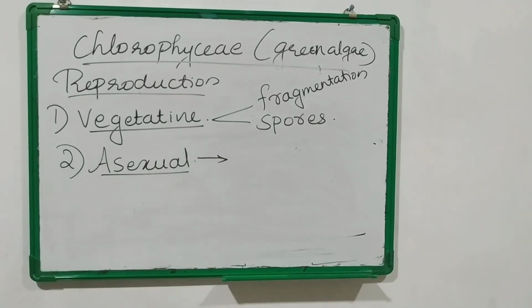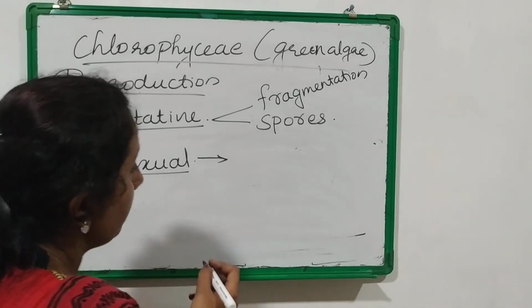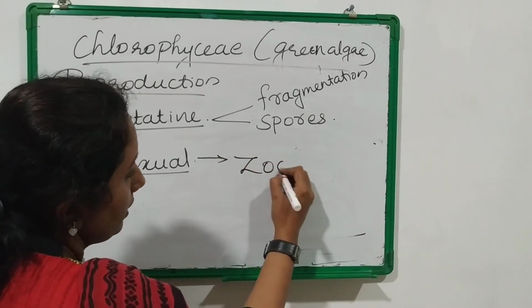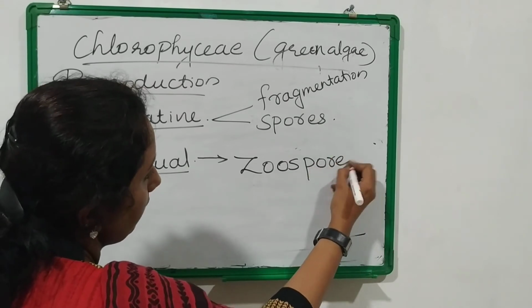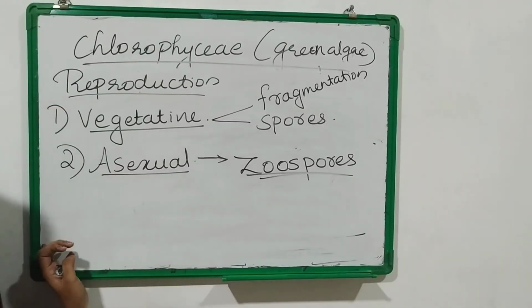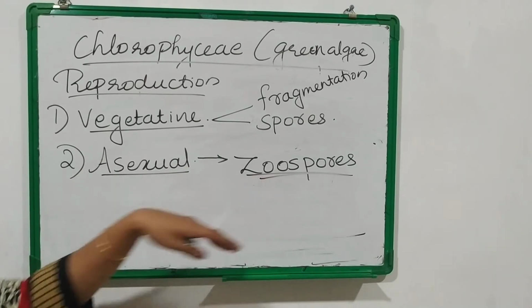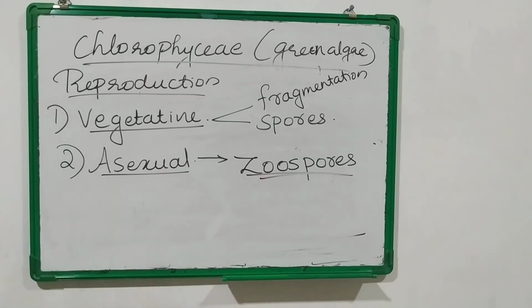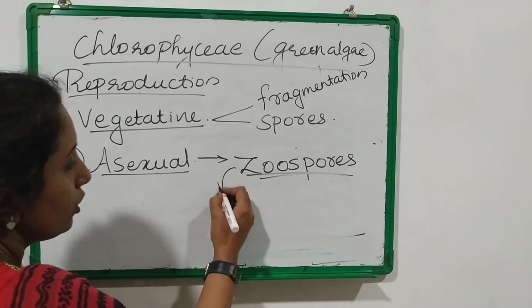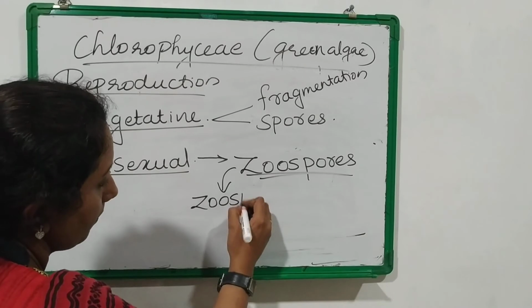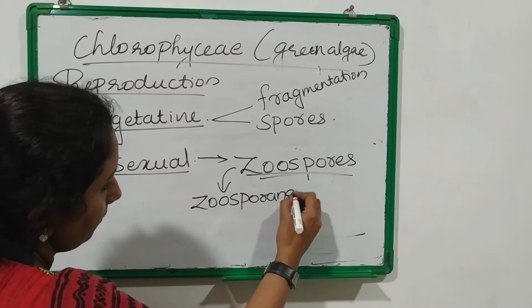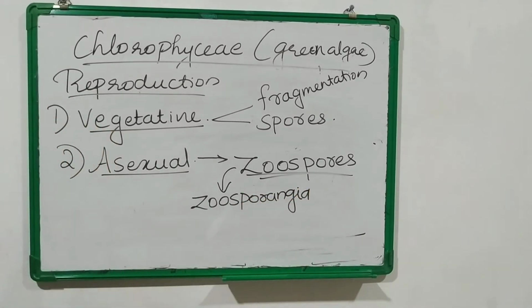In asexual reproduction, as we have already discussed, the type of spores involved are zoospores. These zoospores are present inside certain structures known as zoosporangia.